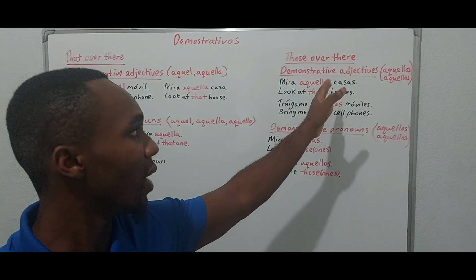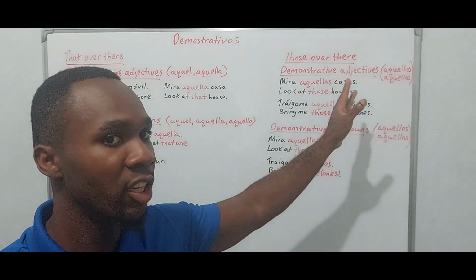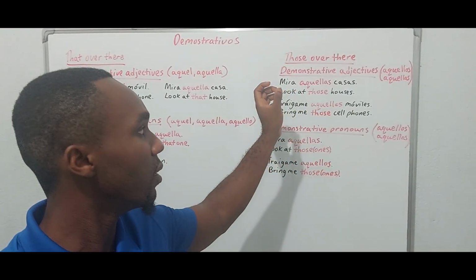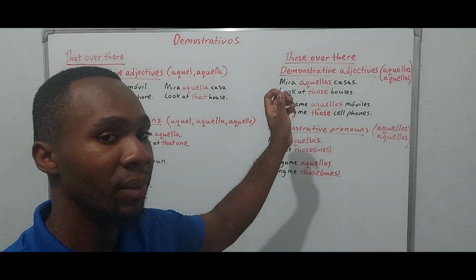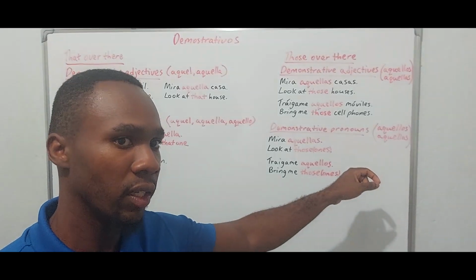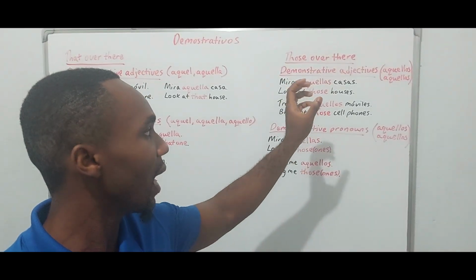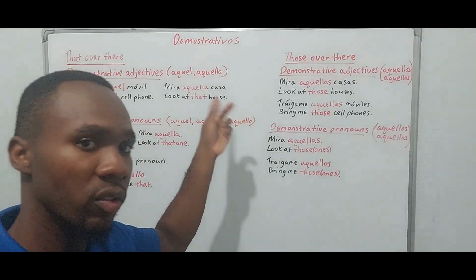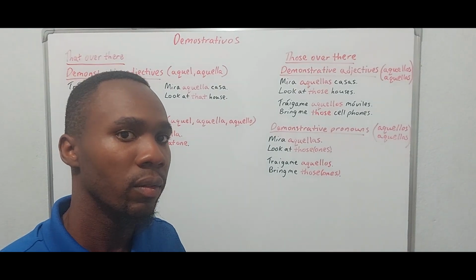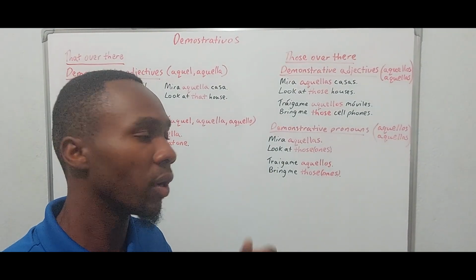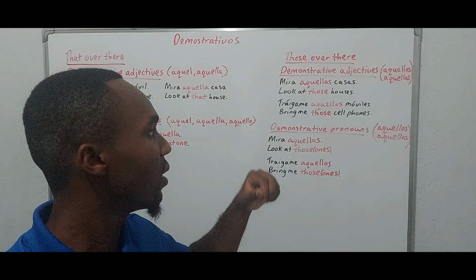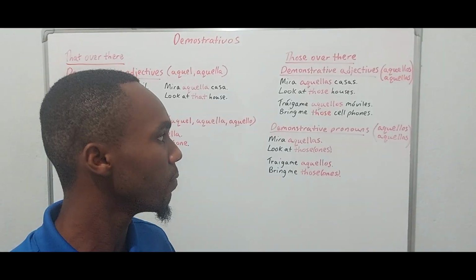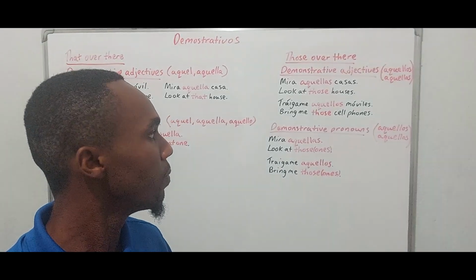So the plural of aquel is going to be aquellos. I didn't write it here, but yeah. And aquella is going to be aquellas. All right? So mira aquellas casas. Look at those houses. So I just use the plural counterpart. Tráigame aquellos móviles. Bring me those cell phones.